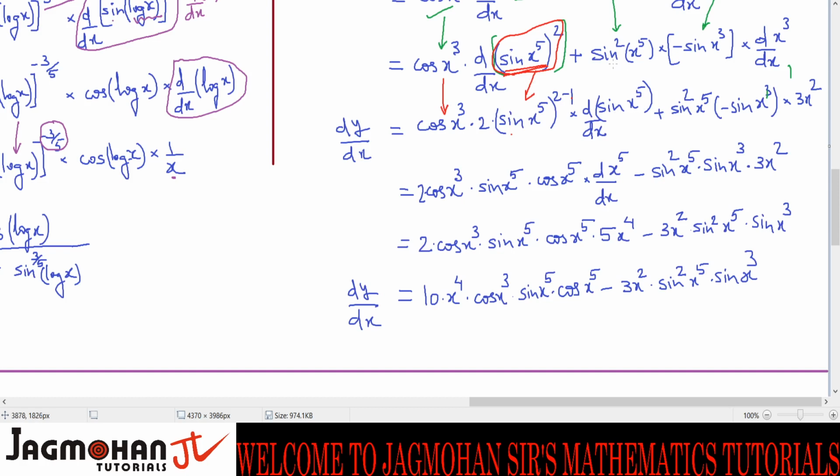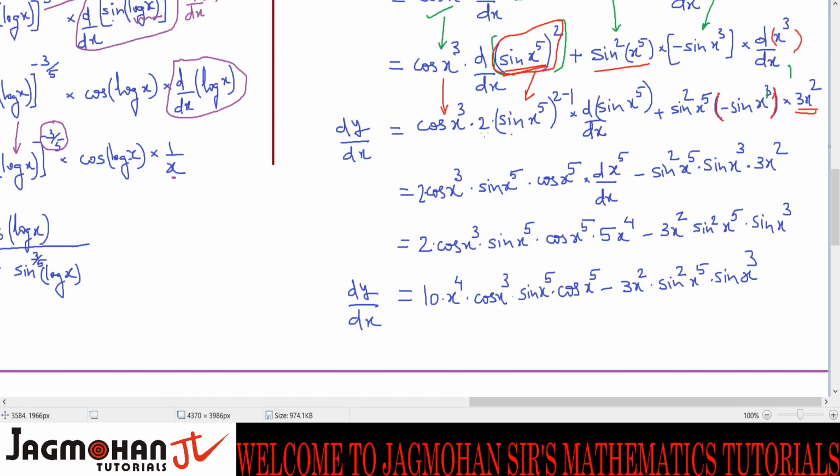And here the simplification will now take place. Sine square x raised to 5 and then minus of sine of x cube. I have written it inside a bracket so that it will not be confused with a difference. It is not a difference, it is multiplied with a negative sign. That's why you have this bracket here, it is multiplication. So minus sine of x cube into 3x square. What is this 3x square? It is the derivative of x cube with respect to x.